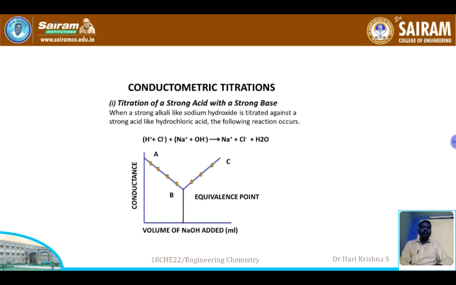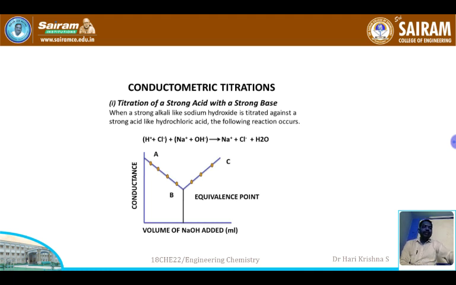We're going to plot a graph of conductance versus volume of NaOH added, as shown in the graph. We're going to get two curves, a V shape. From the point of intersection, we're going to drop a perpendicular to the x-axis that gives the volume of NaOH required to neutralize the HCl, the neutralization point.